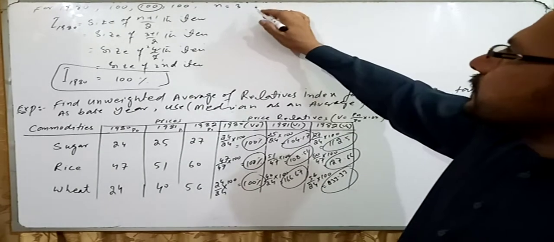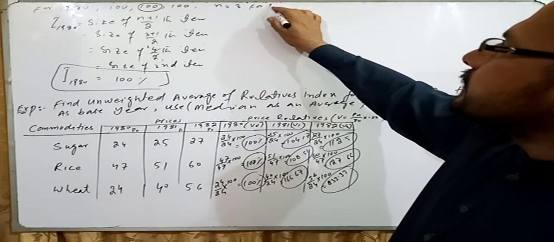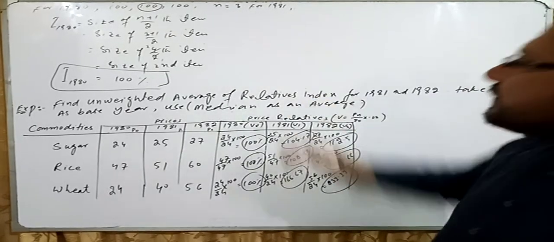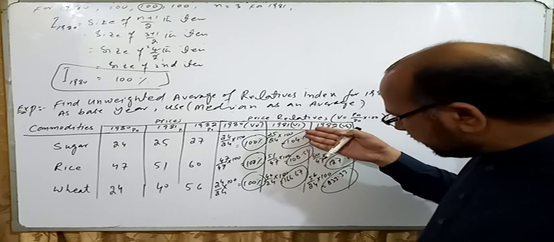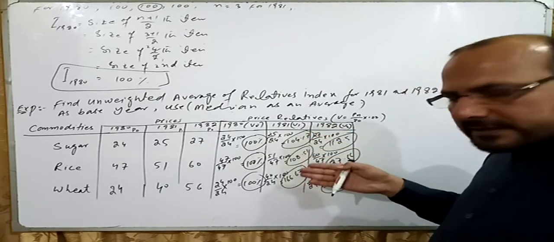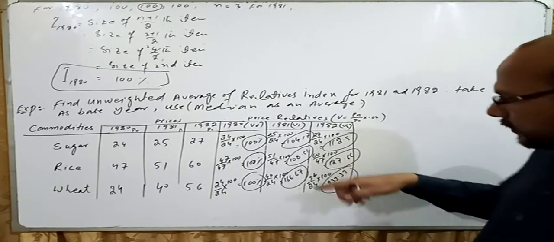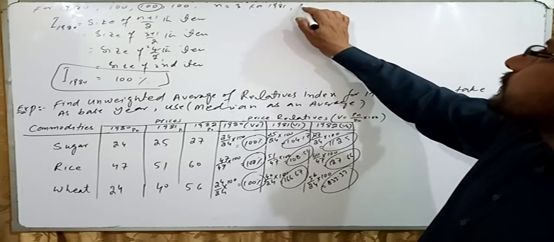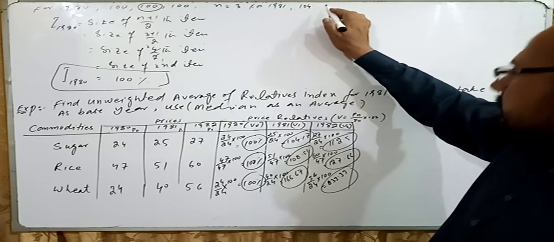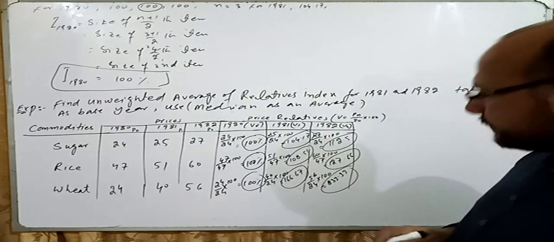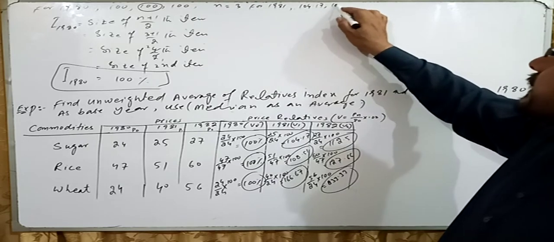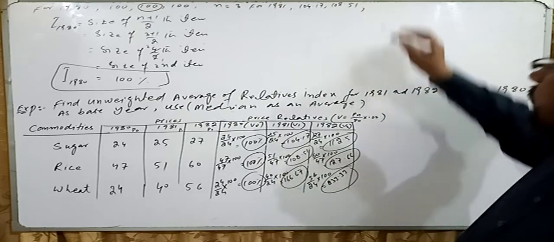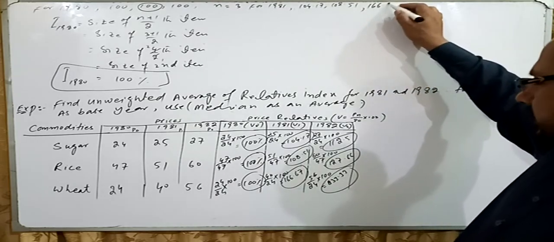Because it's the base year, it should be equal to 100%. The next one is for 1981. For 1981, first you have to arrange the items. These are the price relatives of 1981, already calculated. So you start from the lowest value. This is the lowest value: 104.17, comma 108.51, comma 166.76.